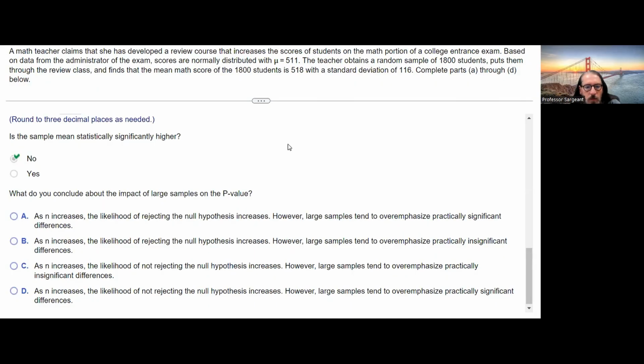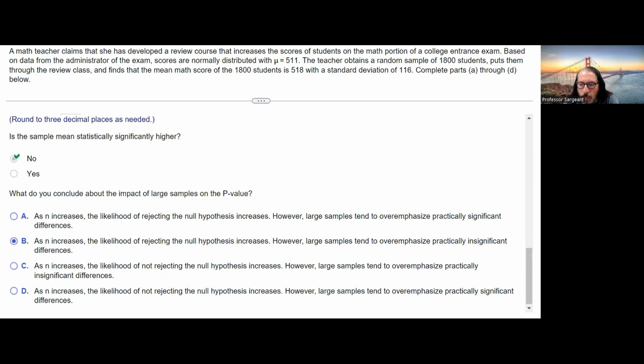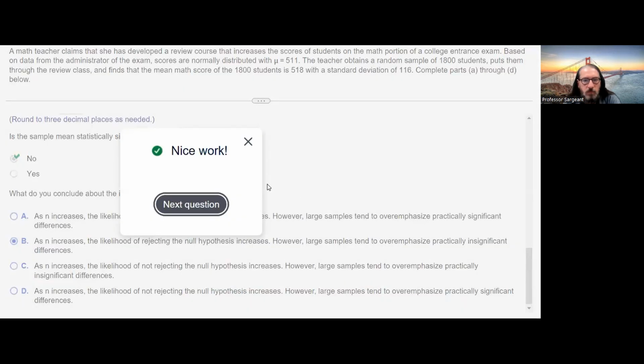So, as n increases, the likelihood of rejecting the null hypothesis increases. However, large samples tend to overemphasize practically insignificant differences. That goes back to something we were looking at earlier with just a 7-point difference in the scores. It should be that it was practically insignificant. Choice B, and they agree. Okay.